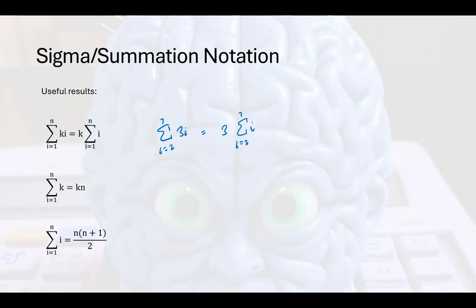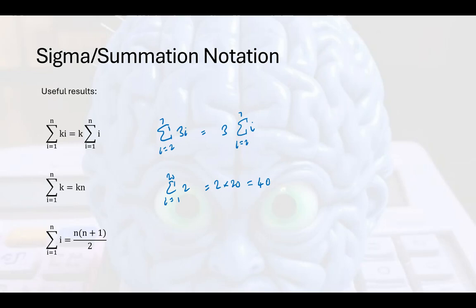For the next result, the thing we're adding, the k, actually doesn't care about the counter. So when i equals 1, k is k. When i equals 2, k is k. When i equals 3, k is k. And we're doing that n times. So if we had the sum i equals 1 to 20 of 2, that is going to be 2 times 20, which is 40.